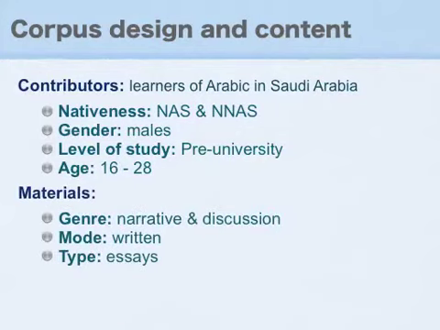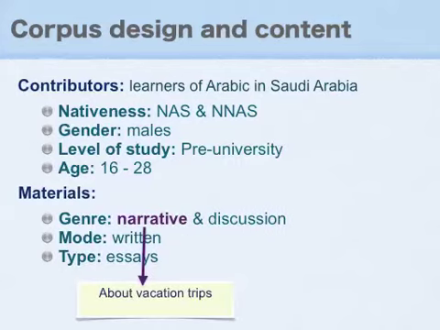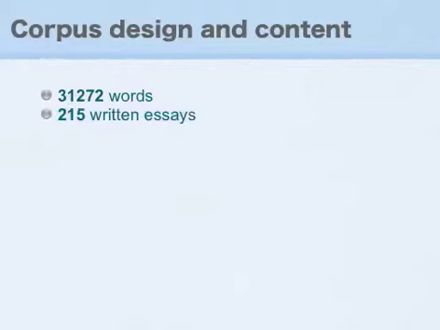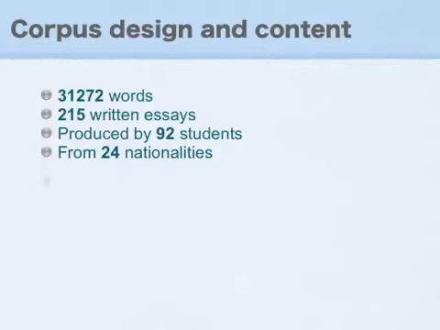The materials included in the corpus are narrative and discussion written essays. The narrative were written about vacation trips, while the discussion were written about study interests. Currently, the corpus comprises more than 31,000 words, 215 written essays, produced by 92 students from 24 nationalities and 26 different first languages.